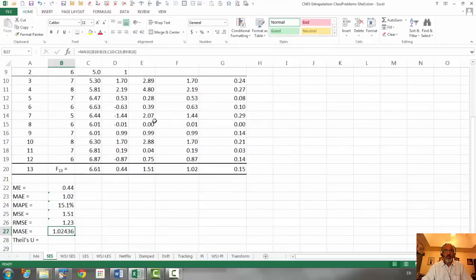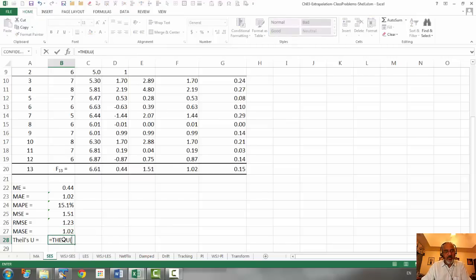And remember from chapter 2, any value greater than 1 means the random walk is better than the forecasting model you're considering. Any value less than 1 means the forecasting model you are considering gives you smaller error than random walk, and therefore it's worth considering. So any value that is 1 or greater means you might as well use the simpler model and get even smaller error, or at least the same error as the model that you're considering, the simpler model being the random walk.